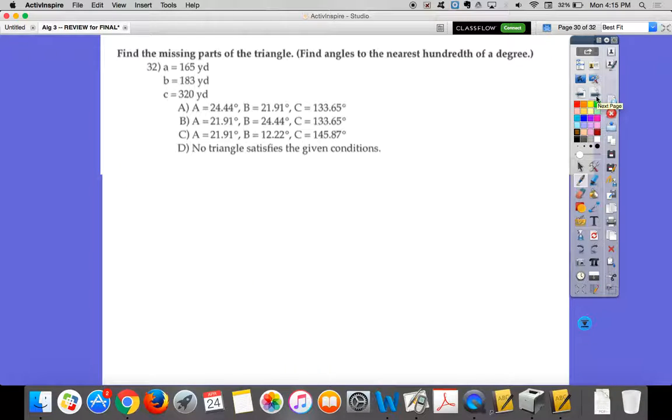Okay, find the missing parts of the triangle. Find angles to the nearest hundredths of a degree. So you have 3 sides given. Now the question is, look for some angles. All right, so if this is A, B, C, that means little a is going to be over here, little b is going to be over here, and little c is going to be down here. It's just a matter of which one you want to find first.